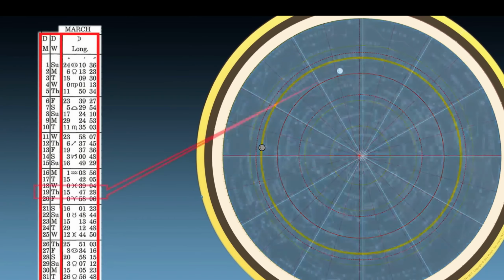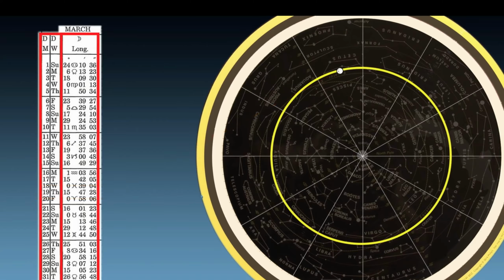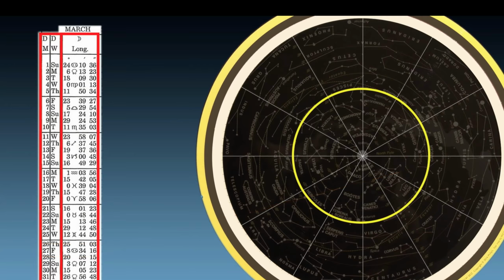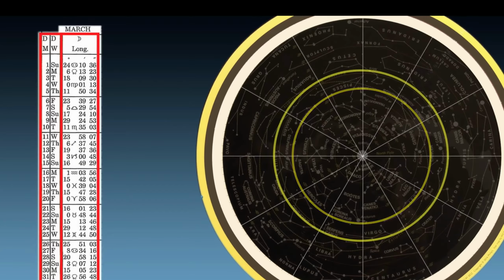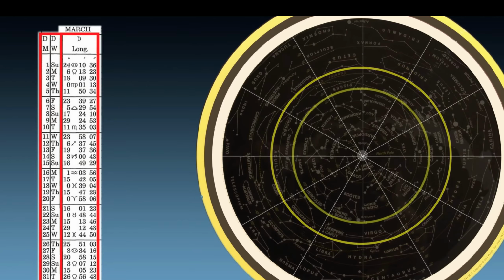By March 19th, it's reached Pisces, and describes this path back above the equator again, and it finally returns to Cancer on March 27th, and we're back where we started. You'll see that by the space of 1 month, the moon travels from the Tropic of Cancer to the Tropic of Capricorn and back again.